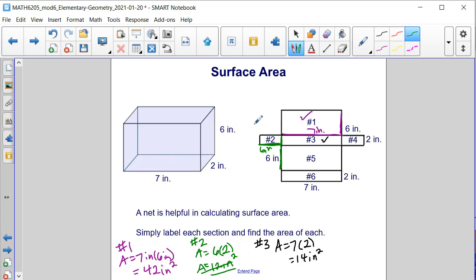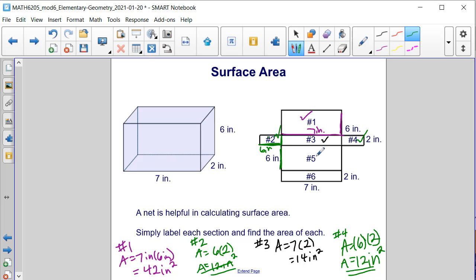So this is taken care of, and we also did this one. Now let's look at 4. Well, area 4 has a width of 2 and a length of 6. So number 4 has an area of 6 times 2, or 12 square inches. And notice that area 2 and 4 are equivalent. They are the same.